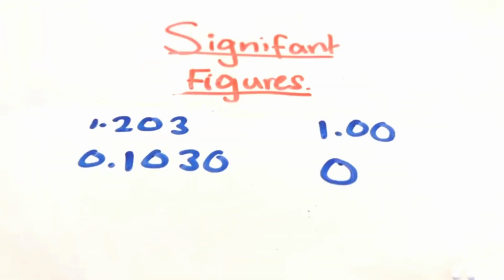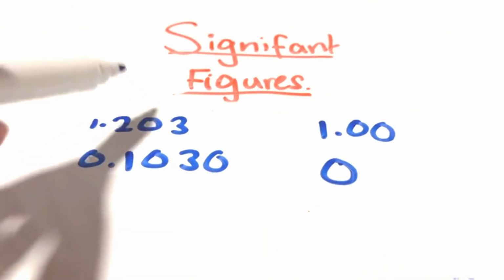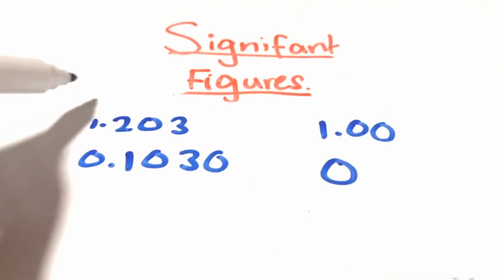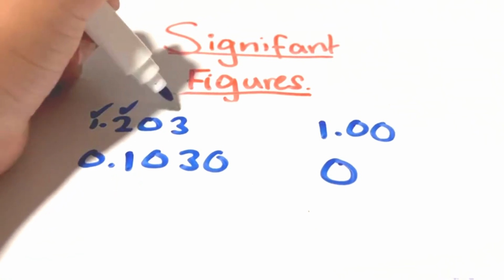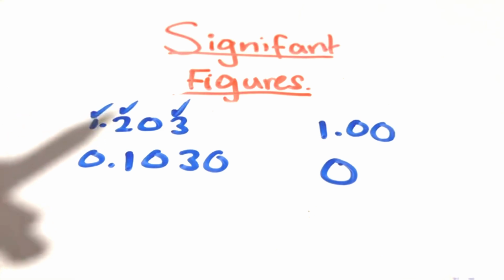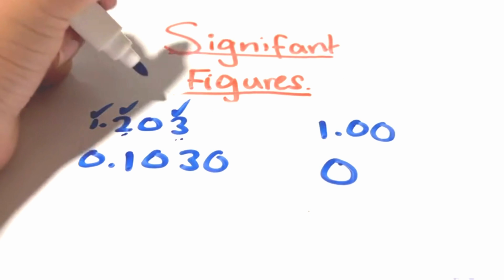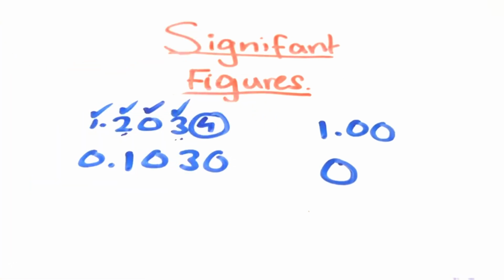Now, let's look at some questions. Let's look at the first one, 1.203. How many significant figures are in this? So, since these are all non-zero numbers, they're all going to be significant. And we talked about how any number between significant figures is also going to be significant. So there are 4 significant figures here.